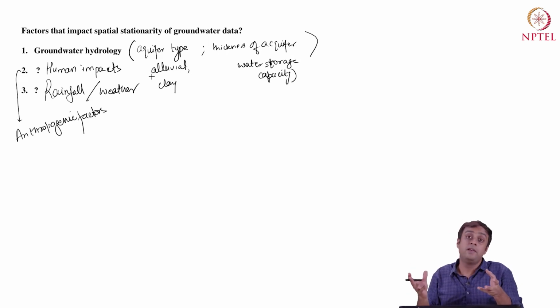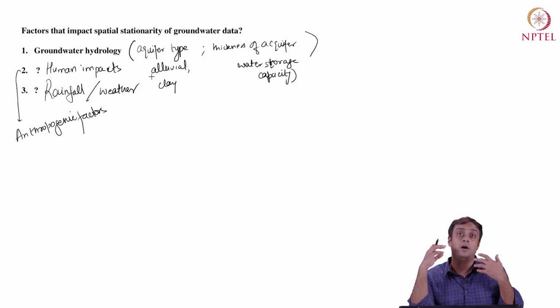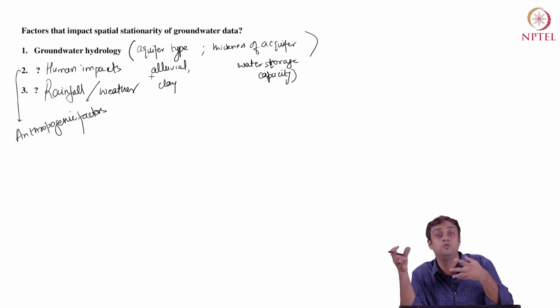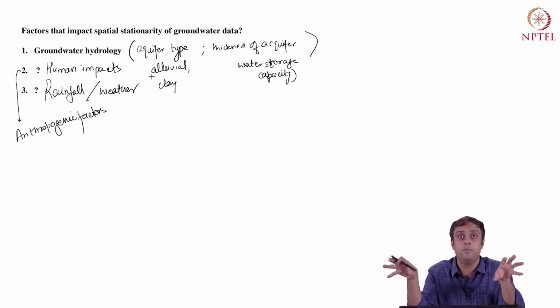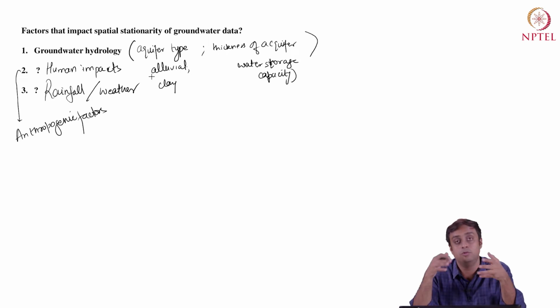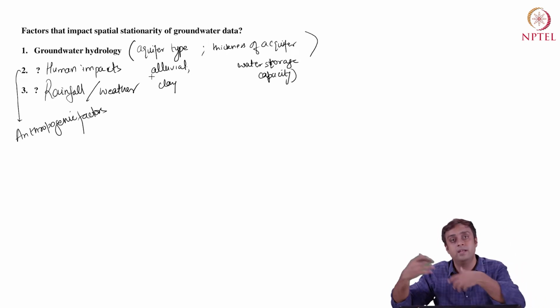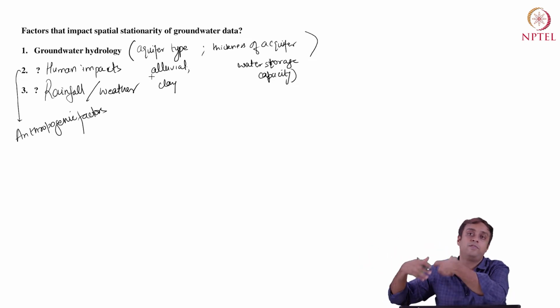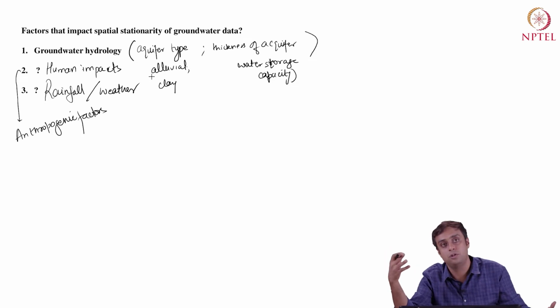So certainly different seasons so far as the rainfall levels are concerned, monsoon, non-monsoon, pre-monsoon, post-monsoon, perhaps they should be considered different stationary domains, in order to delineate summary statistics like mean, variance, standard deviation, the fifth percentile, the 25th percentile, the 75th percentile, and so on and so forth.